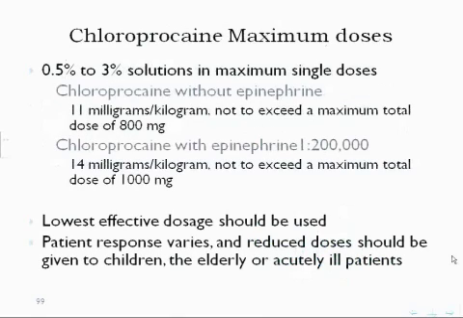Chloroprocaine's maximum doses: without epi, it's 11 milligrams per kilo, not to exceed a maximum dose of 800 milligrams. You can see the value goes really up. The reason that it has to be so high and still be safe is because that drug comes in 3% solution, so that's 30 milligrams per cc. That's a lot of medication in 1 cc. So 30 milligrams goes into 800. Let's see, take 0, and 83.